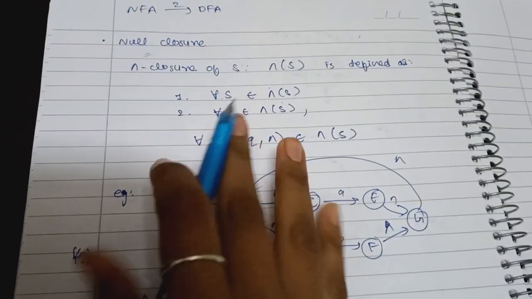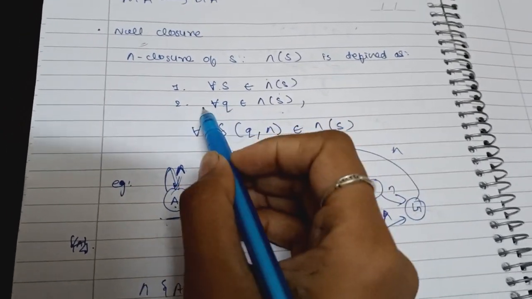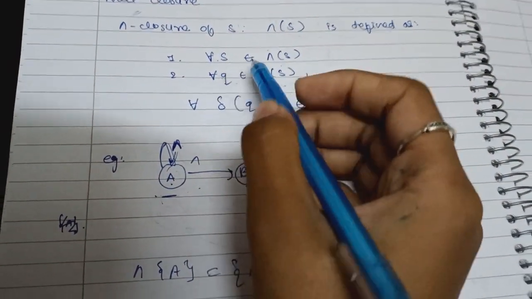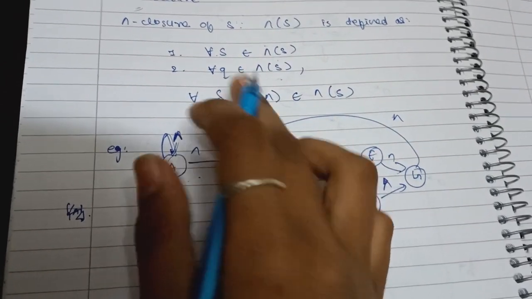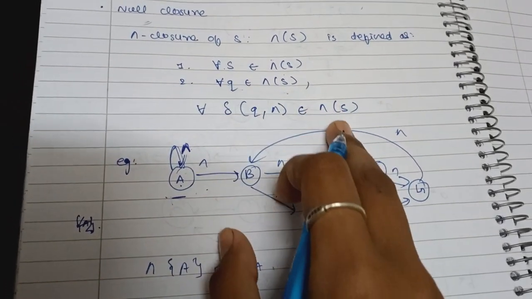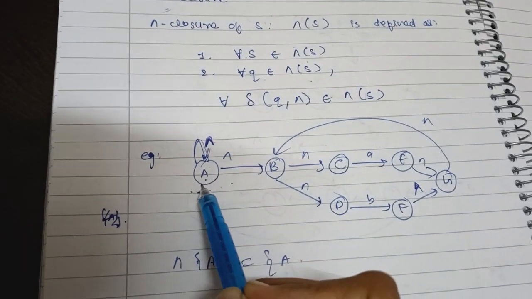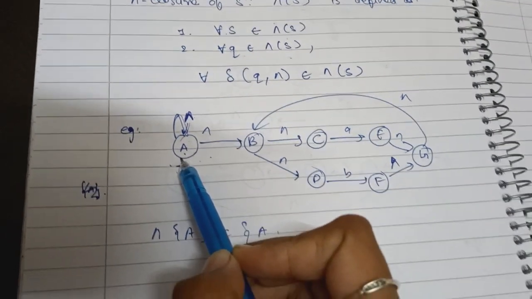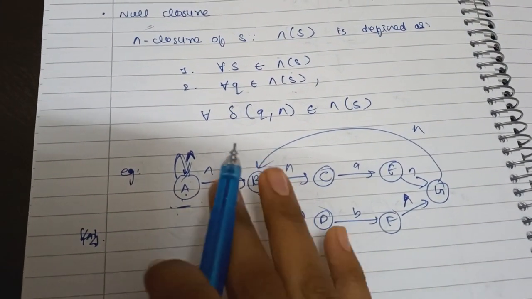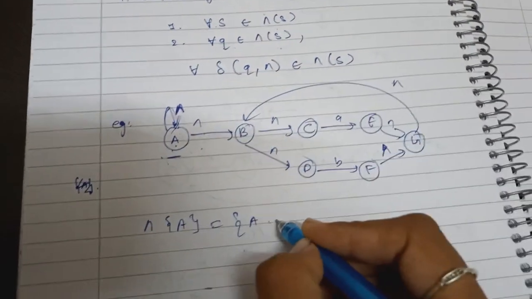Then for all the elements belonging to the null closure of S, that is, the set of states, any state reachable by a null transition from them also belongs to the null closure of S. Let's calculate the null closure of A. To which states are we transiting by taking null as an input? A to B: yes, we can go from A to B using null.